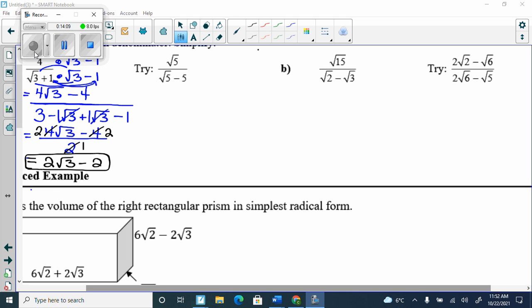So for the try, what do I have to multiply by this time to rationalize the denominator, to get the radical to go away? Square root 5 plus 5.